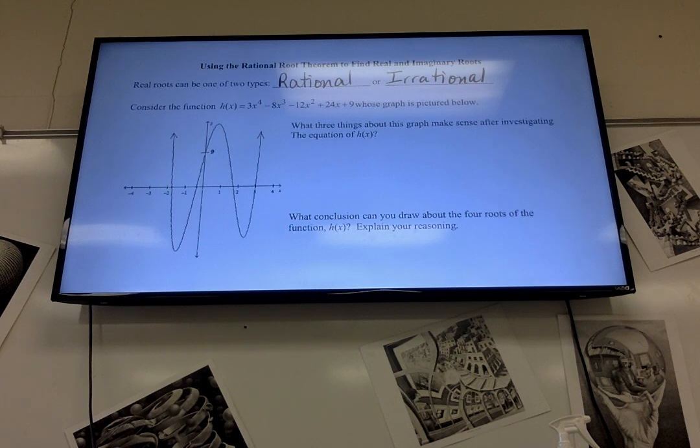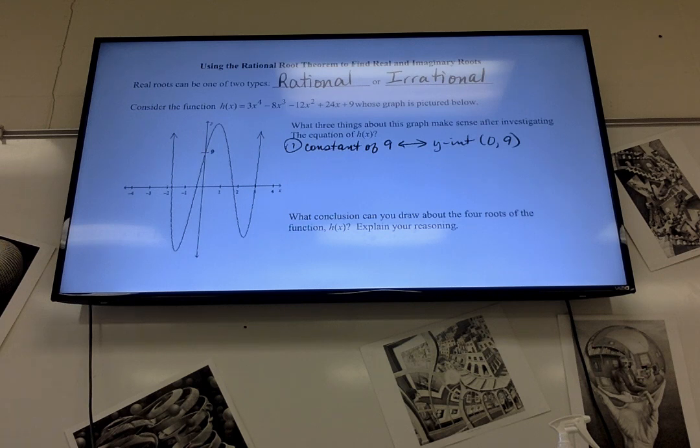So we have this picture and the equation that goes with it, which is h of x. And we're going to talk about three things about this graph. Somebody tell me something that they know about this graph that makes sense after you look at the equation. There's a constant of 9. Yeah, okay. There's a constant of 9, and that corresponds to, of course, the y-intercept. So yeah, that's definitely something.